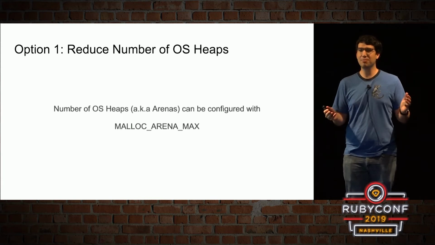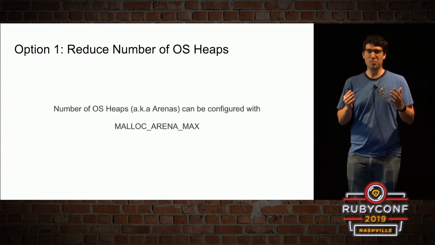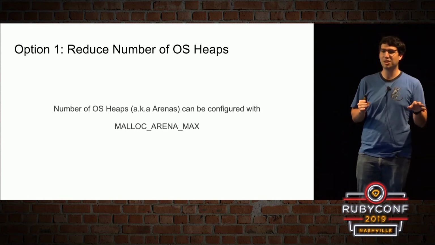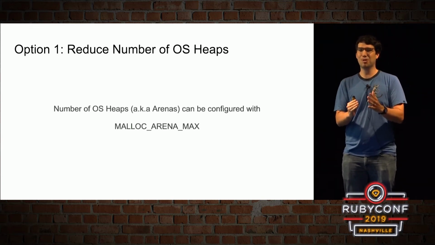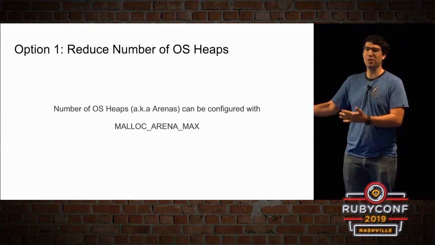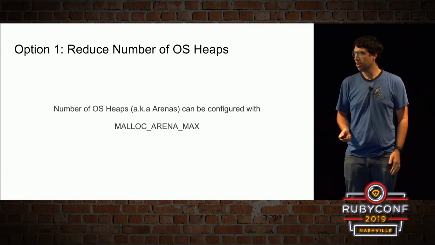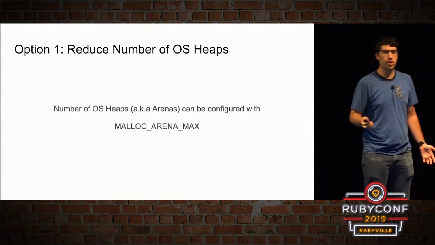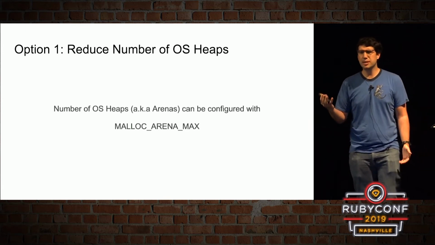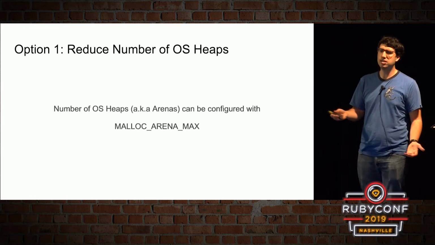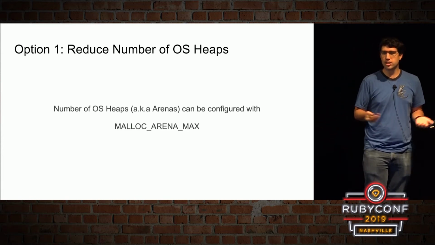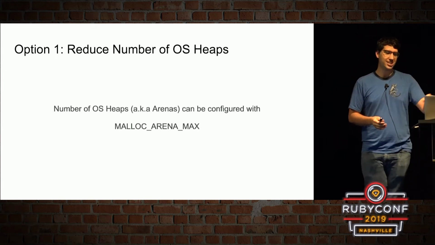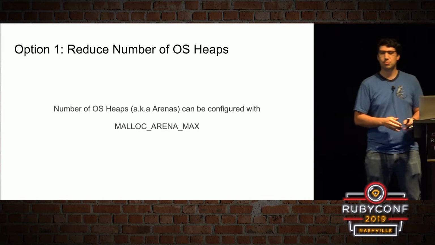Again, I've said this like 5 times now, but it's still true. Ruby has a global interpreter lock, ignoring Ruby 3 and guilds and all the cool stuff Matz talked about yesterday. Ruby has a global interpreter lock, one thread at a time. There's no point in having more heaps. So this can actually be configured with an environment variable. The OS heaps are also commonly referred to as arenas. There's a lot of terms. So I'm going to run the exact same program, but I'm just going to set MALLOC_ARENA_MAX equals 2.